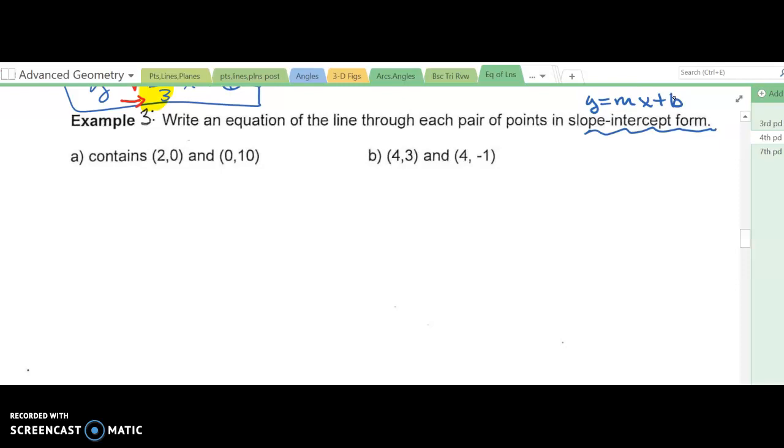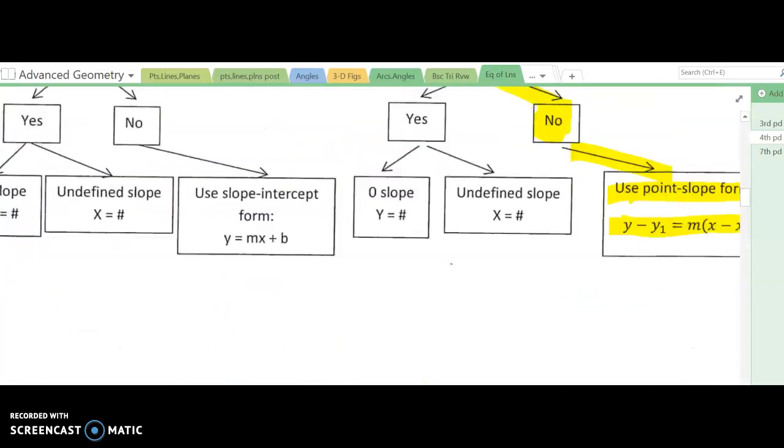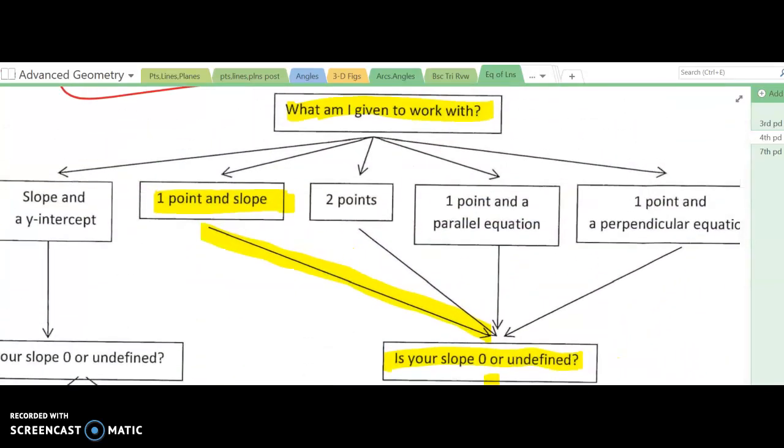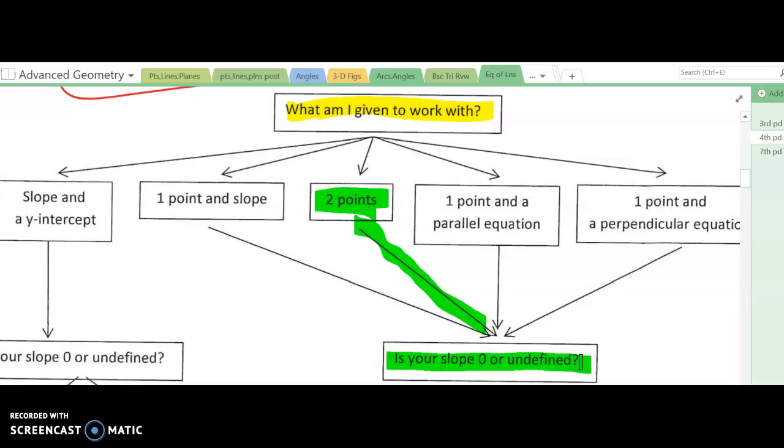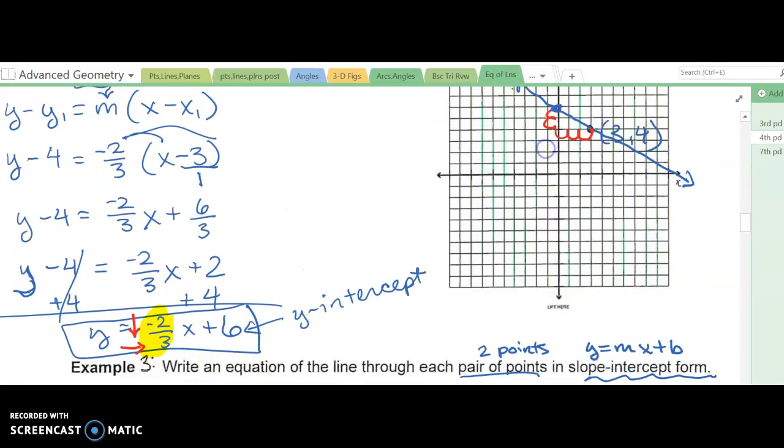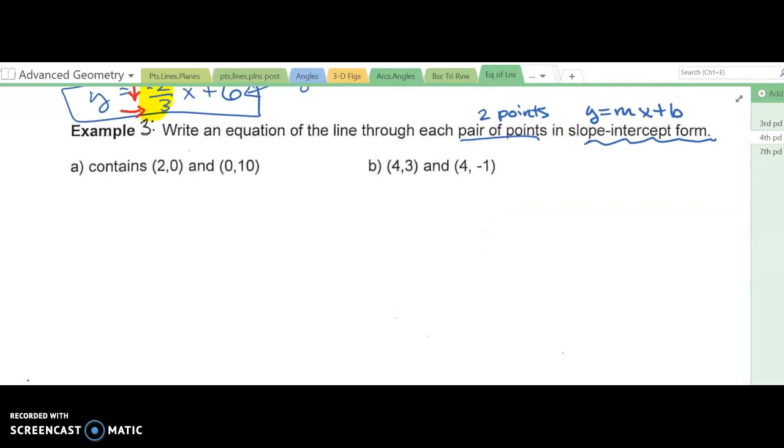Okay, so what we have here, it looks like, is a pair of points. It's 2 points, right? So let's go back to our flow chart and see what we're supposed to do with that. So this time, we have 2 points given to us. So is our slope 0 or undefined? Aha! We need to go find out. So how would we find slope if we have 2 points? We would go do the slope formula, right?